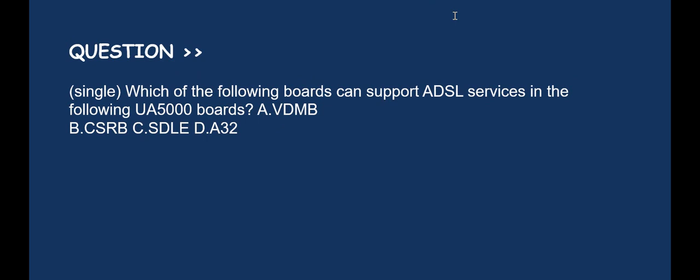Next one, which of the following boards can support ADSL services in the following UA5000 boards? Option A, VDMB, option B, CSRB, option C, SDLE, option D, A32. Correct answer is option B.